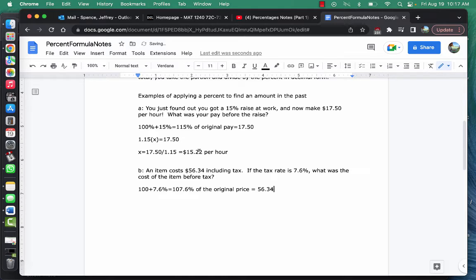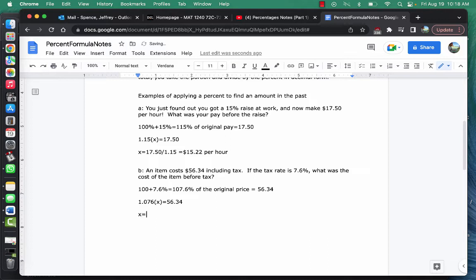So it's very similar to the last one. Tax is added on. So to set this up as an equation, we convert the percent to a decimal, move the decimal 2 spots to the left, or divide it by 100: 1.076 times the original price. Anytime we do a percent of something, we multiply by that thing, or convert the percent to a decimal and multiply by that thing. We don't know what the original price is, so we call it x, and that gives us $56.34, the price including tax. That's the result.